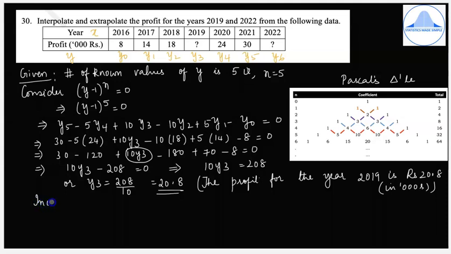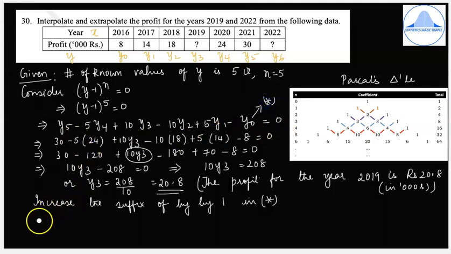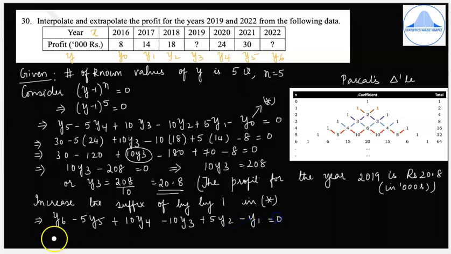So you have to write, increase the suffix of y by 1 in equation star. Suppose I call this entire equation as star. So which implies, only the subscript you have to increase, the coefficients will be the same. So y6 minus 5 y5 plus 10 y4 minus 10 y3 plus 5 y2 minus y1 is equal to 0.